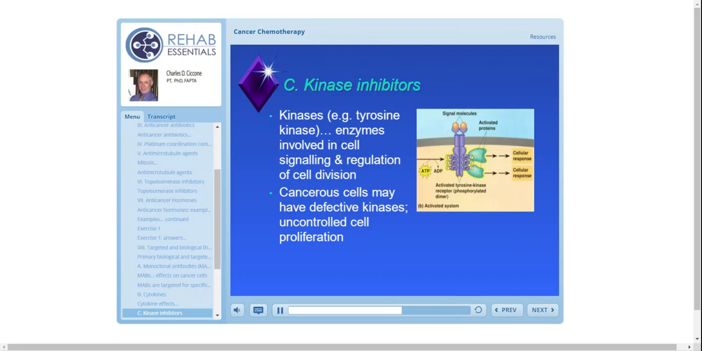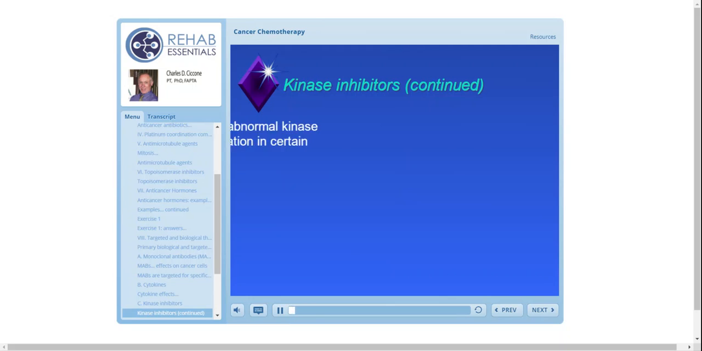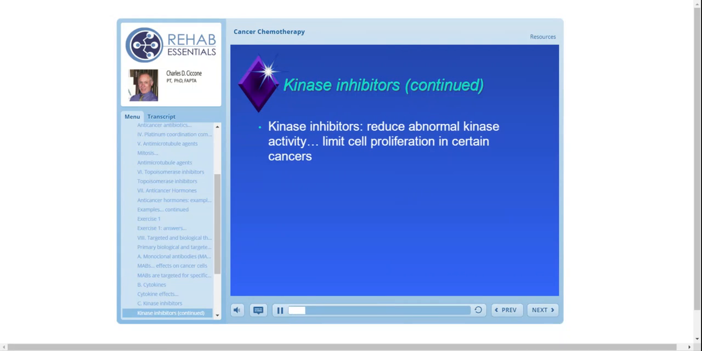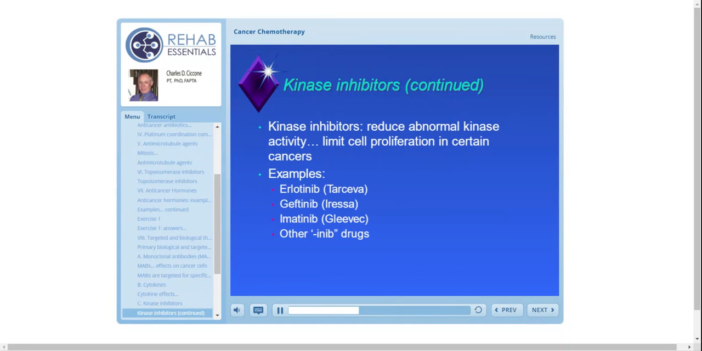So by inhibiting these enzymes in these defective cells, we can really have a nice effect in limiting the cell division, a much more biological effect, by affecting these specific biochemical differences in the cancer cell, the defective kinases. So these drugs have also been a nice addition. Once again, these kinase inhibitors reduce abnormal kinase activity and therefore limit cell proliferation in certain types of cancers that involve abnormal kinase activation of the cell.